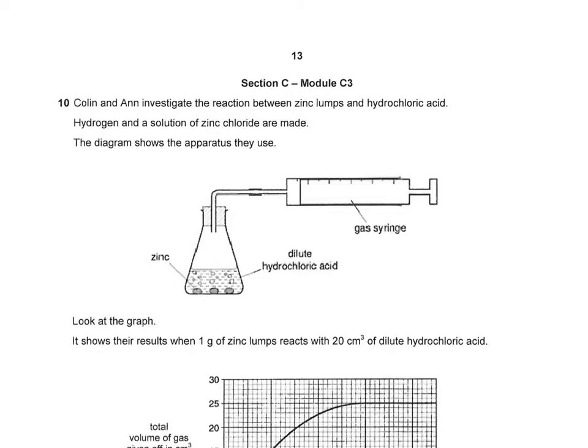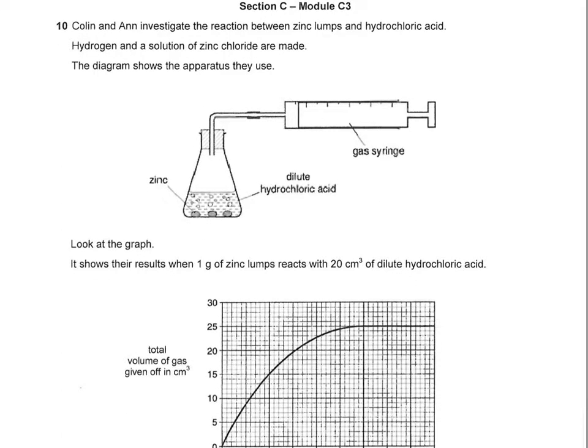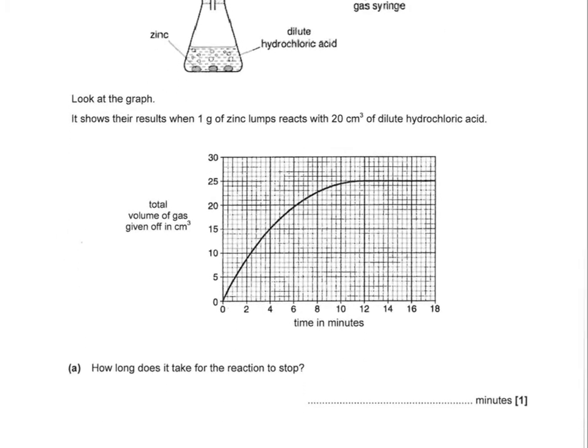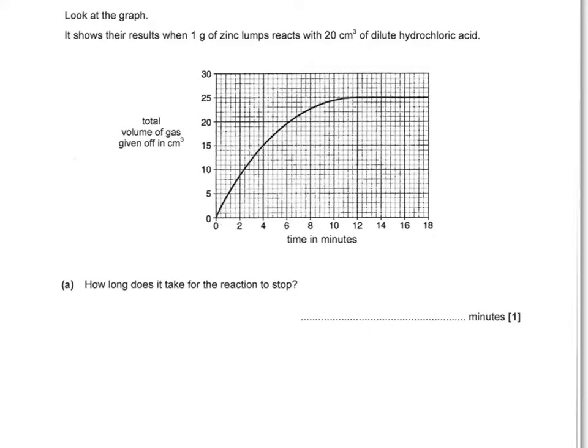So the next section is the Chemistry Section. So Colin and Anne investigate the reaction between zinc lumps and hydrochloric acid. Hydrogen and a solution of zinc chloride are made. The diagram shows the apparatus they use. Look at the graph. It shows the results when 1 gram of zinc lumps reacts with 20 centimetres cubed of dilute hydrochloric acid. How long does it take for the reaction to stop?